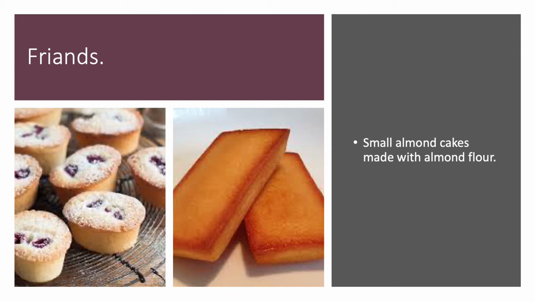Friands and financiers. They're little small almond cakes. They're made with flat almond flour, and you can make them gluten free, but then you really need to put paper underneath them when you bake them, because the almond can stick to the tin even if you grease them well.